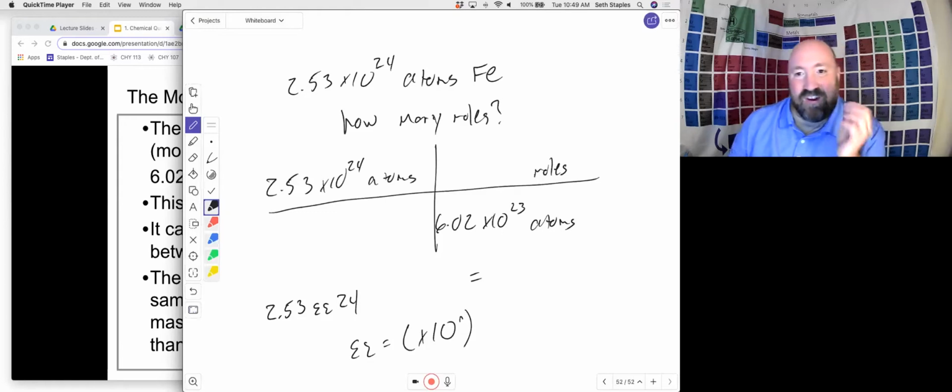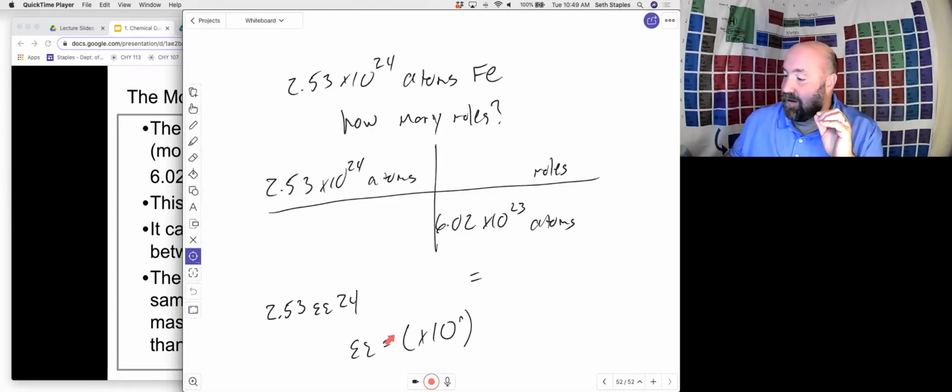That's so the calculator keys in on the fact that you're doing scientific notation. If you don't do that, especially in cases of division like this one, if you don't use this EE button and you don't use parentheses very carefully, the calculator is going to see this as a different sort of calculation.